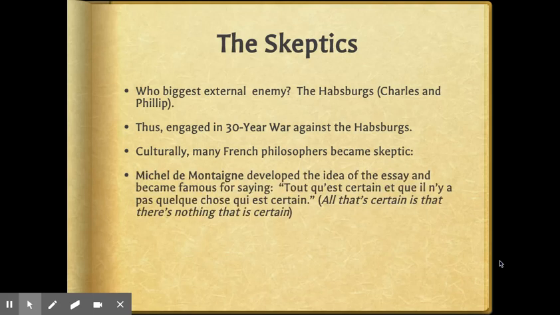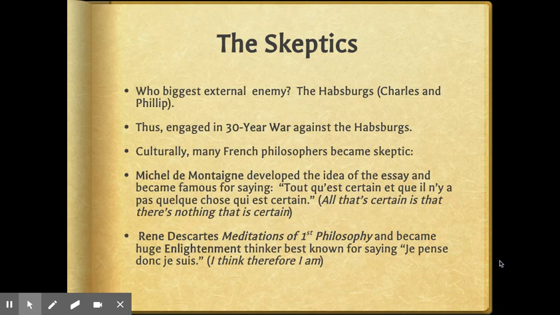But a lot of people at this time were like, you know what? This is crazy times we're living in. And so one of the main skeptics is a guy by the name of Michel de Montaigne, who, A, created what we call the essay, so you can thank him for that. But B, he's also well known for having said, tout que c'est certain et qu'il n'est pas quelque chose qui est certain, which means all that's certain is that nothing is certain, which I guess is apropos for today's time.